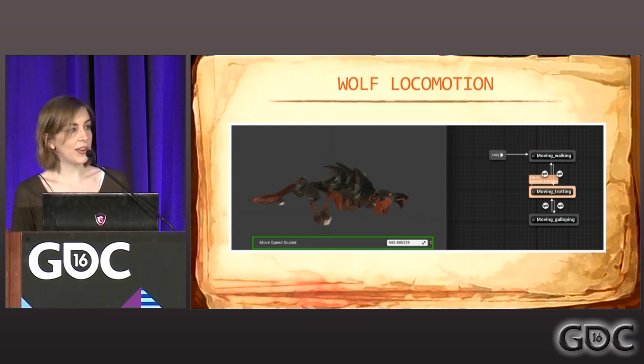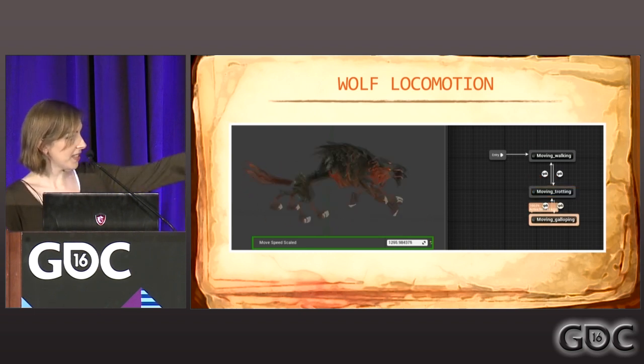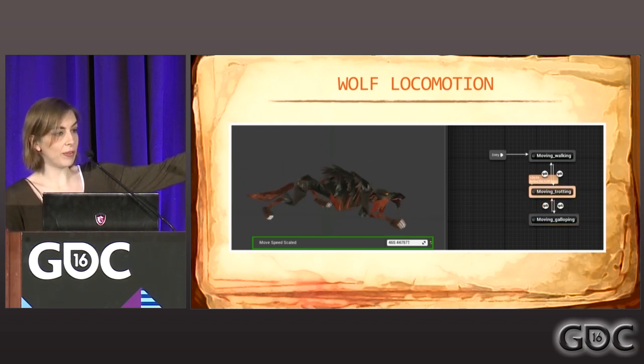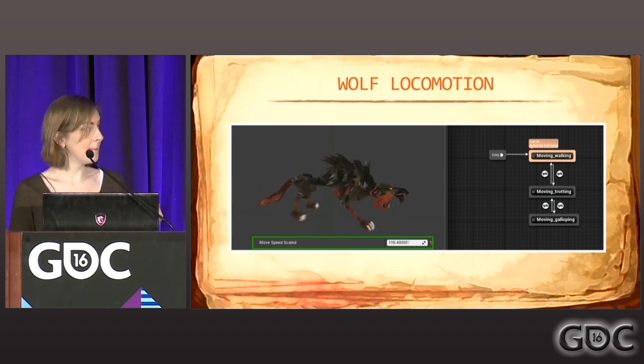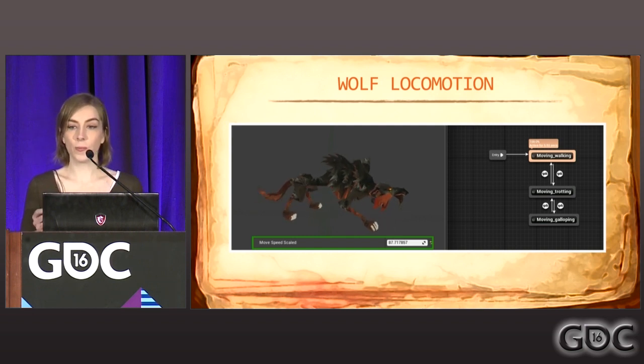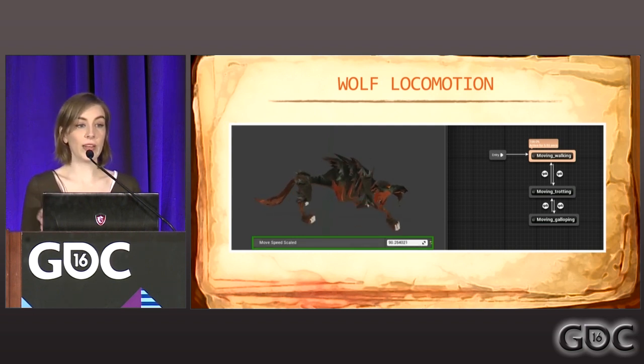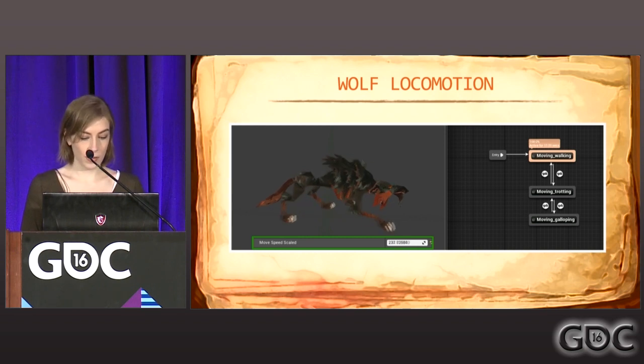For this, you will actually notice there is some foot sliding when I go between the trot and the gallop, if you look closely, because they obviously don't line up in any way. But because the character is moving so quickly through the world, by the time that transition happens, you really don't notice it. It's basically imperceptible.